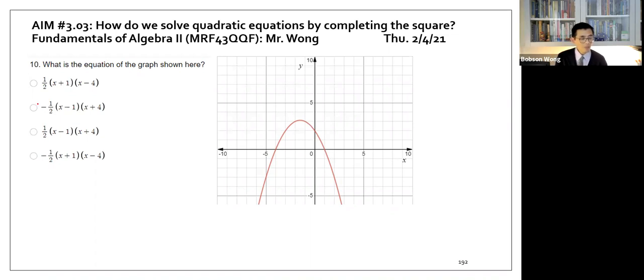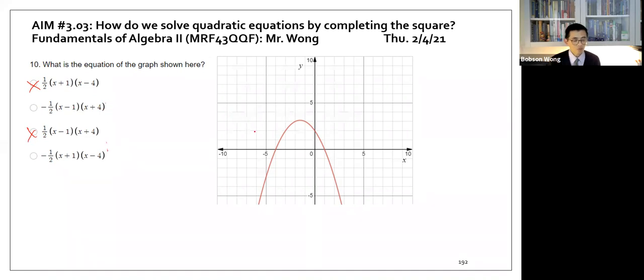And so that means that we can automatically look at this and we see that the coefficient of x squared is going to be 1/2 times x, 1/2 x squared. So the coefficient will be positive 1/2. Can't be this. It means it can't be this either. So it has to be one of these two.